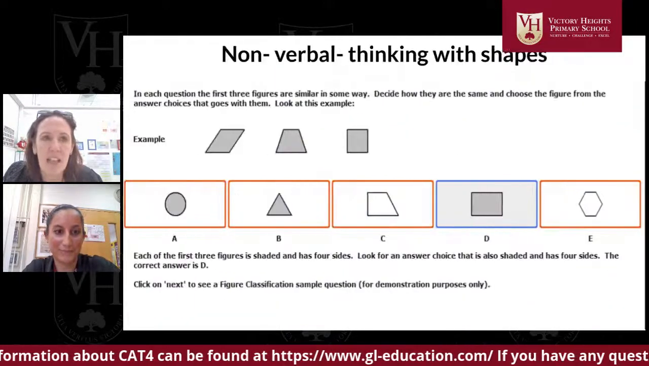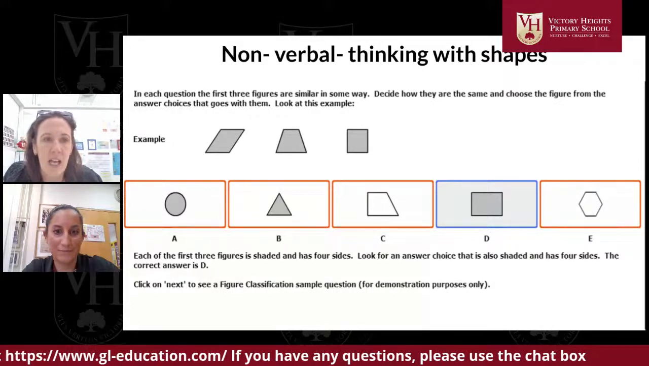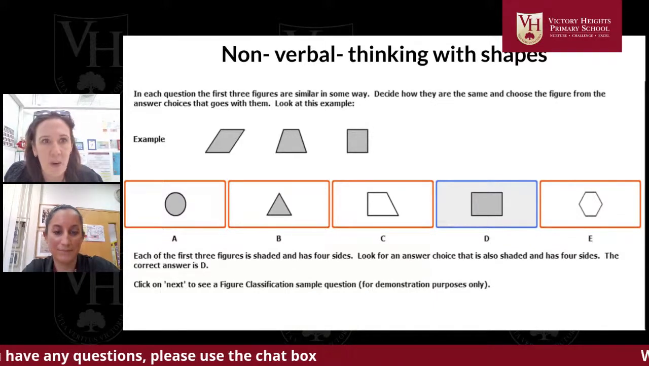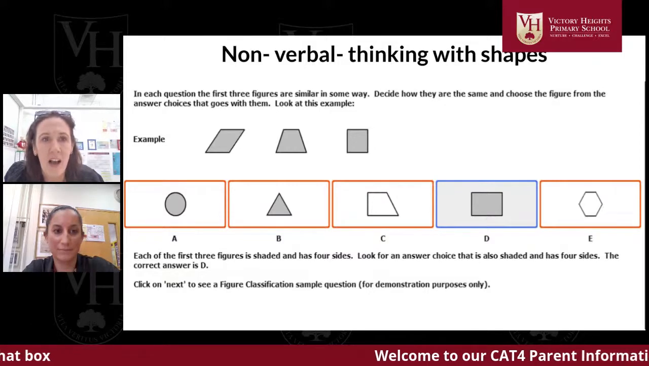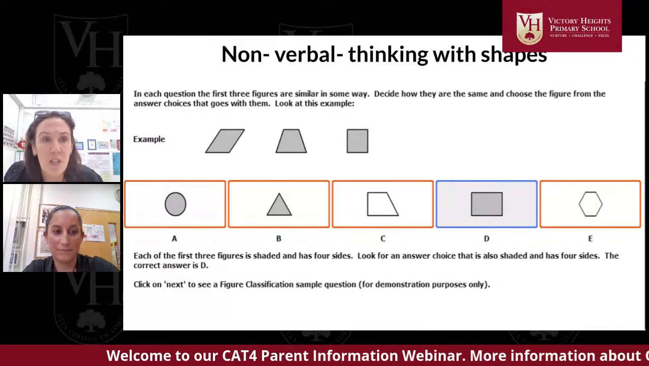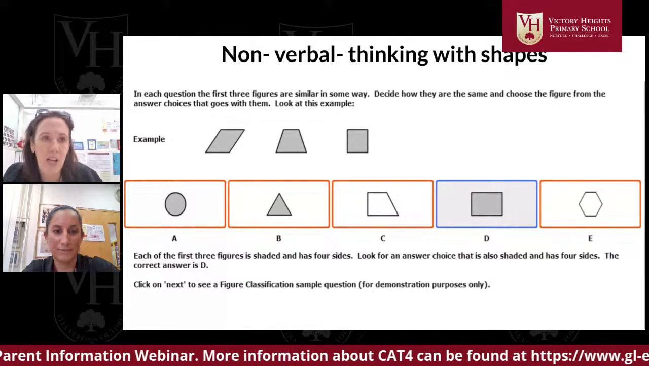So, for example, looking at a non-verbal one, so thinking with shapes. The children have headphones. The assessments were taken online, and there are practice questions at the beginning of each of the 4 batteries. So the child has at least 2 practice questions per battery, per area.